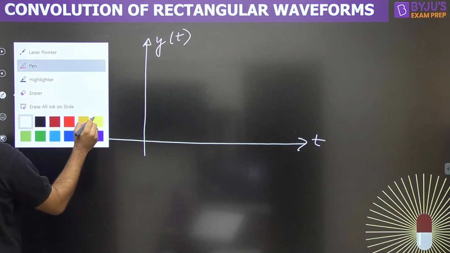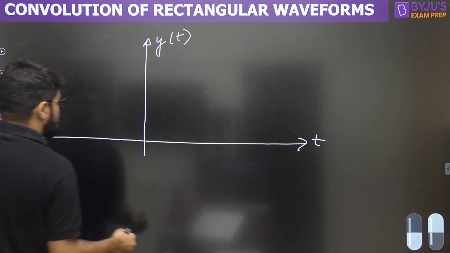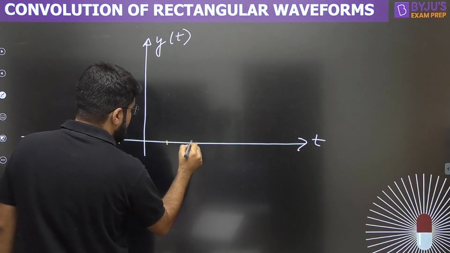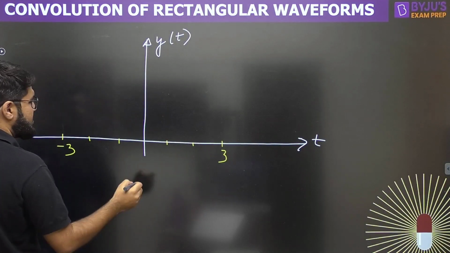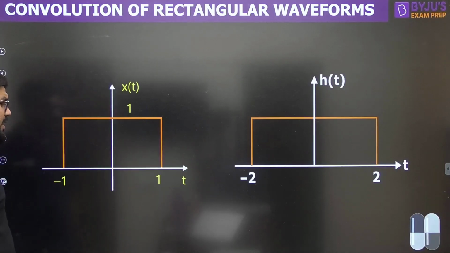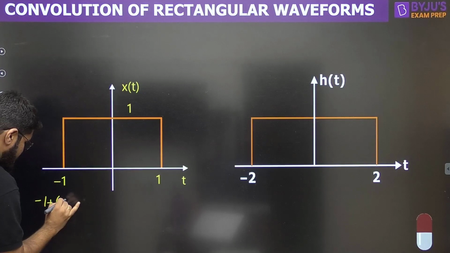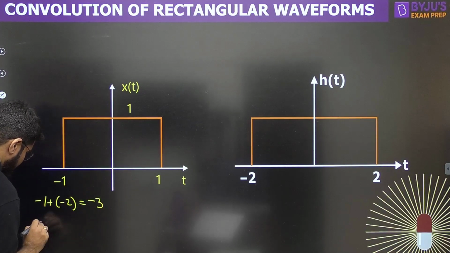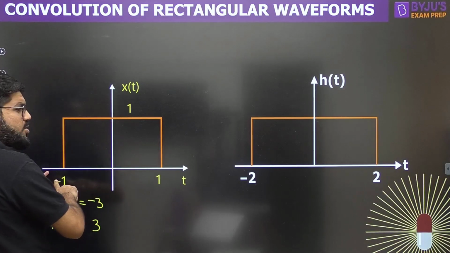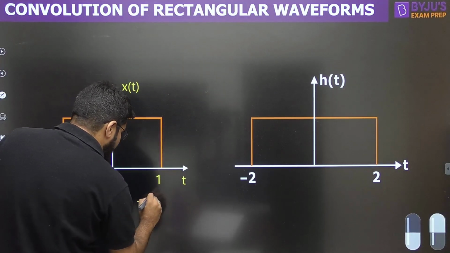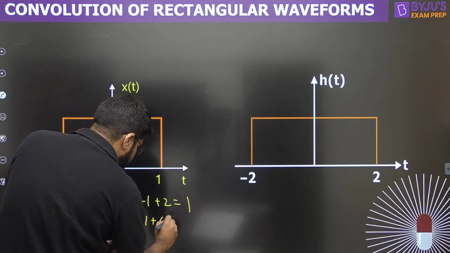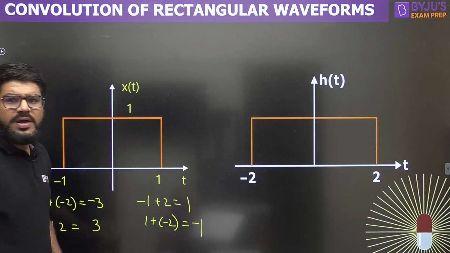The trapezium is going to start from minus 1 plus minus 2, that is minus 3. The trapezium should be starting from minus 3. And the trapezium will be ending at 1 plus 2, that is 3, right? Now, dekho, minus 1 plus minus 2 is minus 3, starting; 1 plus 2 is 3, ending, right? Now, starting and ending of the other: minus 1 plus 2 is plus 1, and 1 plus minus 2 is minus 1.